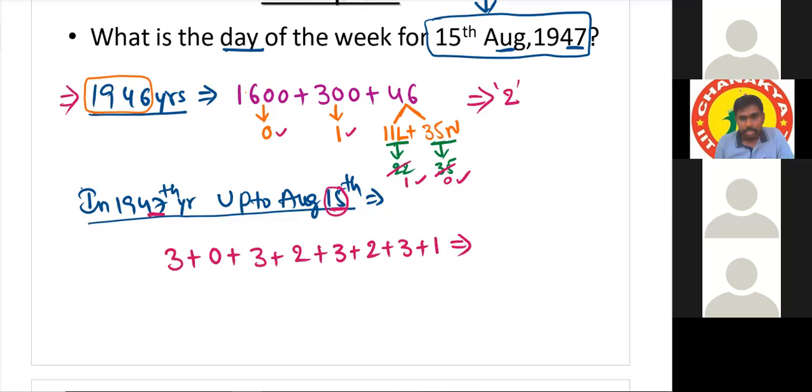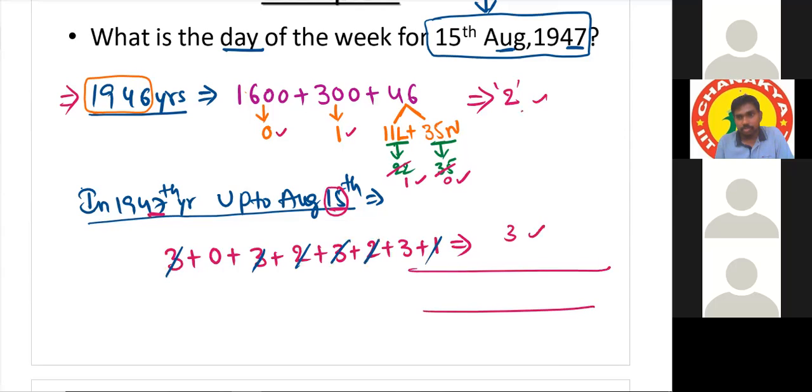So now cancel again 7 multiples. Here we can cancel 3 plus 3, 6 plus 1, 7. And finally, what is the remainder? 3 odd days are there. And overall, how many odd days are there? 2 odd days plus 3 odd days, so 5.